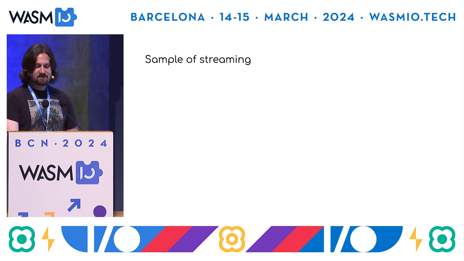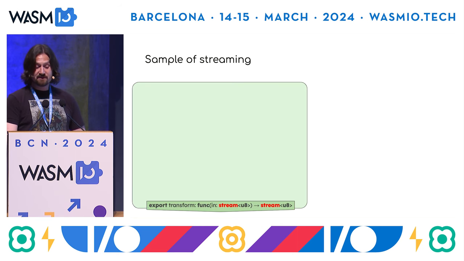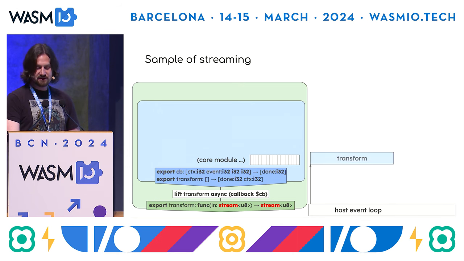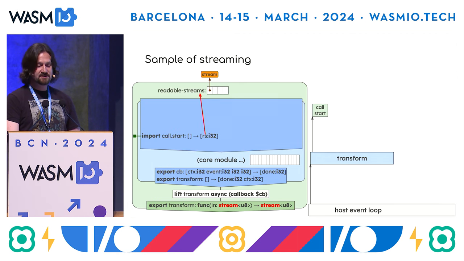So just to give a sample of how streaming can actually work in practice, say we have a component that exports a transform function from stream of bytes to stream of bytes. The core export looks the same as before, so this is not different. And our control flow starts in the host event loop, which calls into the transform function, and now it starts the call. Based on the parameter type, the return value of call.start is an index into a readable streams table maintained by the component model that holds this stream of bytes that's coming in. So call.start returns the index of that stream, which is zero.